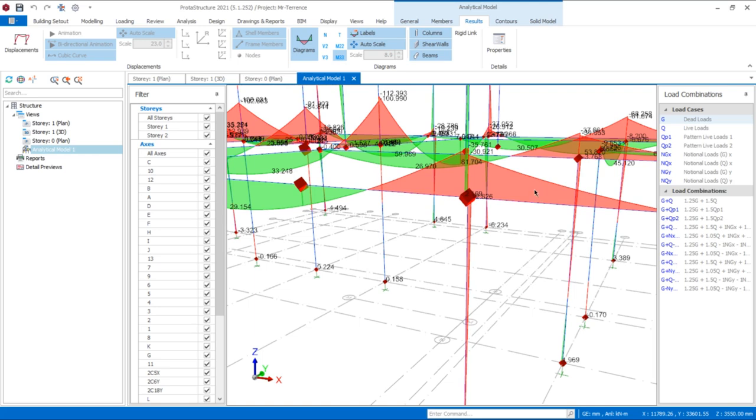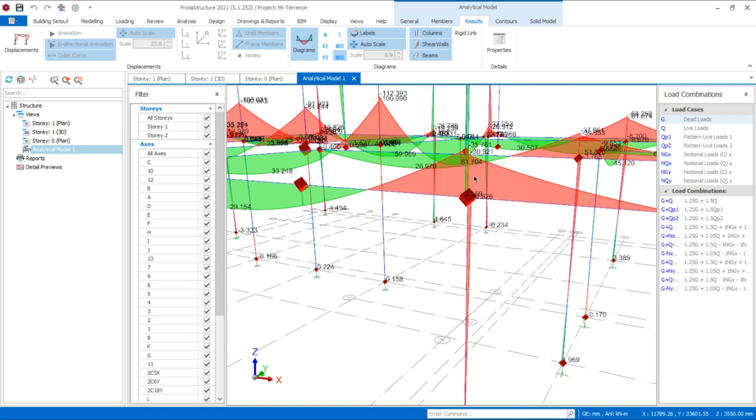So now, can we say the building is safe? This is where many engineers make a mistake. They think that once the analytical model looks good, the building is automatically safe. That's not true. The analytical model only tells us how the structure behaves. It tells us, are the loads flowing correctly? Are the beams behaving as expected?